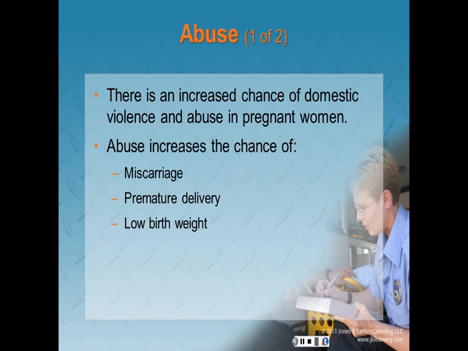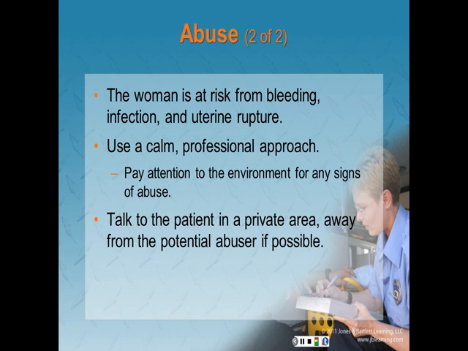Abuse. There is an increased chance of domestic violence and abuse in pregnant women. Some studies have indicated that 15 to 25% of pregnant women are victims of physical or sexual abuse. Abuse during pregnancy increases the chance of miscarriage, premature delivery, and low birth weight. The woman is at risk from bleeding, infection, and uterine rupture.